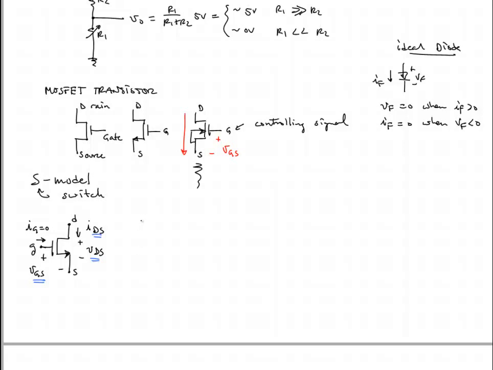So here's the S model. It says that if VGS is less than some constant voltage, which the book calls VT, and this is extremely confusing because this is the same notation that we used when we talked about the diode and thermal voltage.